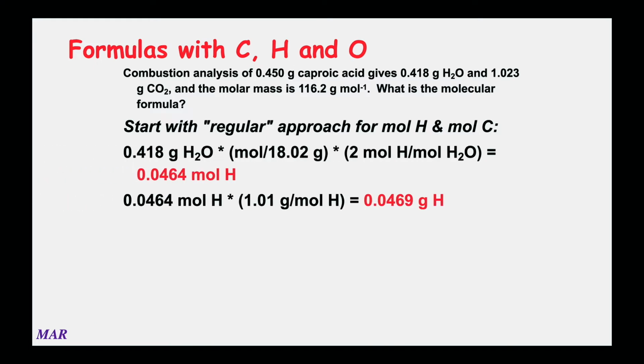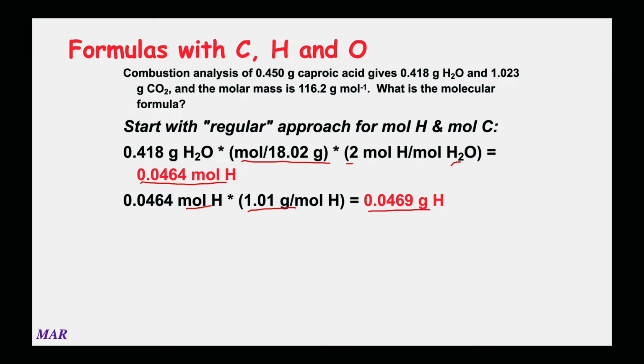Here's the example. We'll start with water, 4.418 grams of water. Here's the molar mass of water, turning grams of water into moles. 2 hydrogens for every 1 water. This number here, 0.0464, represents the moles of hydrogen, just like what we did earlier. However, this next step is kind of different. I'm going to take that number, the moles of hydrogen, and multiply it by the molar mass of just hydrogen, which to 3 sig figs is 1.01 grams. So 0.0464 moles of hydrogen represents 0.0469 grams of hydrogen.